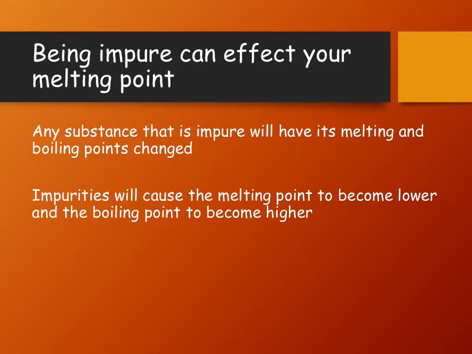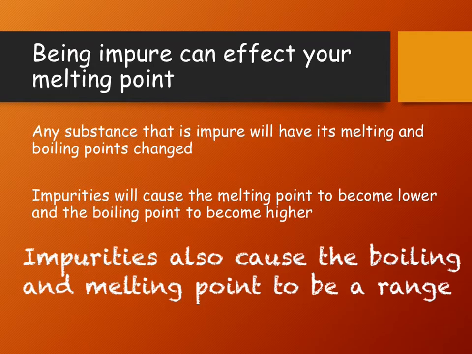We can then look at the boiling and melting points to see if we have a pure substance or a mixture. Any substance that is impure will have its melting and boiling points changed. Impurities will cause the melting point to become lower and the boiling point to become higher. They also mean that we end up with a range for our boiling or melting point, rather than an exact boiling point or melting point as we would find in a pure substance.